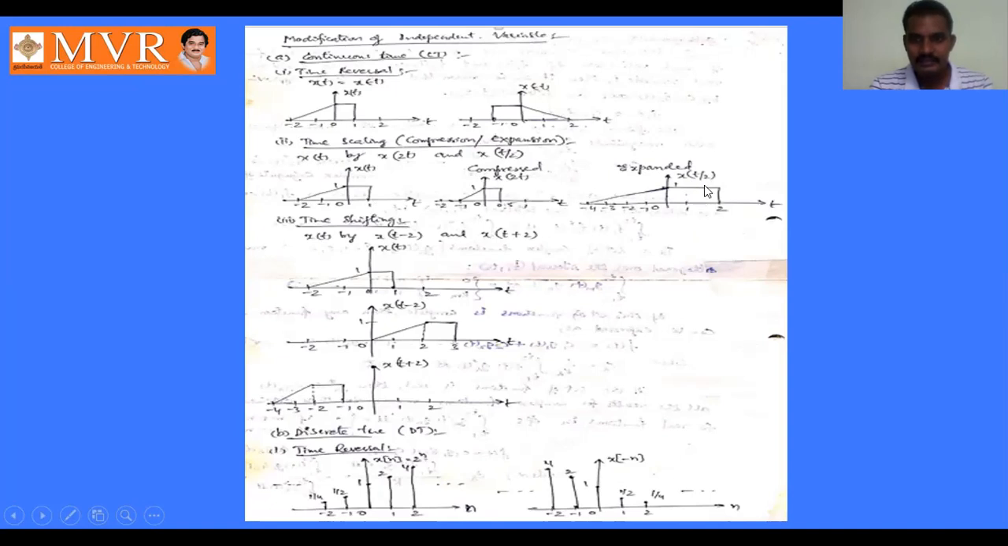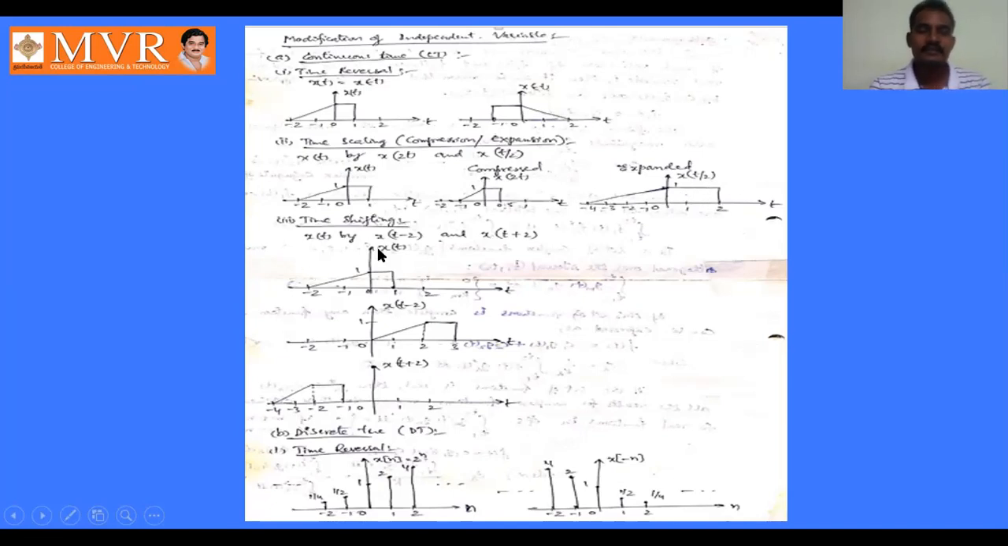Similarly, for the expanded image, t by 2 equal to minus 2 or t equal to minus 4. So it will start from minus 4. Similarly, next t by 2 equal to 0 or t equal to 0. Next t by 2 equal to 1 or t equal to 2. So like this, this signal can be expanded.